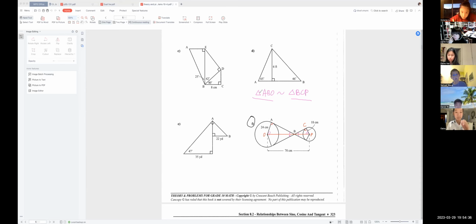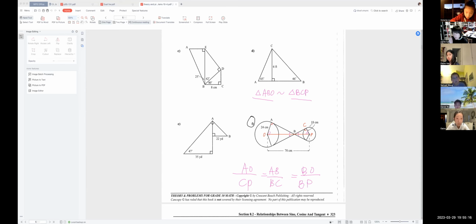Okay, so now there's another thing I want you to find out. The ratio of these two triangles is exactly the ratio of the radii. Right? Because AO to CP equals AB to BC equals BO to BP. Correct, everybody? This ratio equals this ratio equals this ratio.